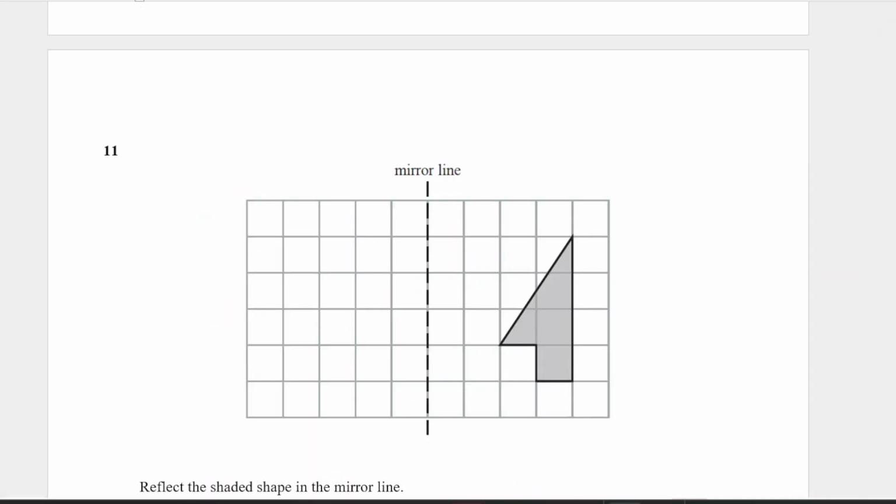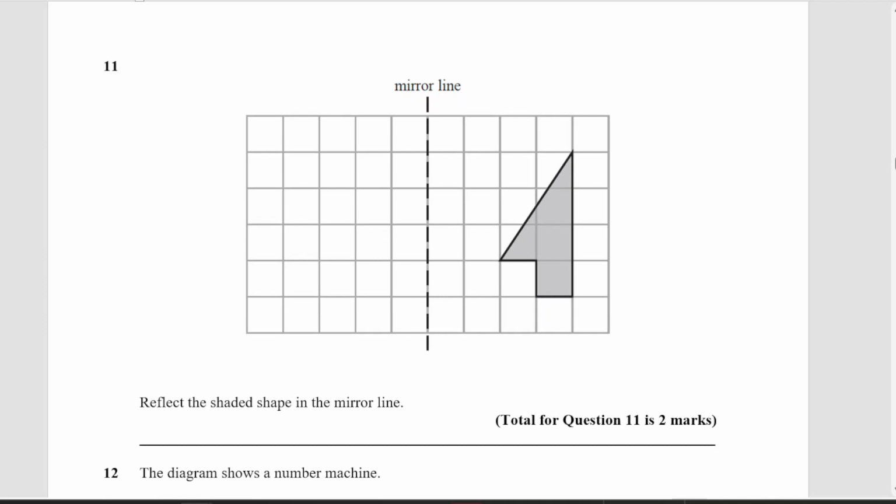Okay, question 11. Reflect the shape in the mirror lines. So I tend to go for a habit of counting squares. This point here is 2 squares away from the mirror line, so it goes 2 on the other side. This point is 3 away, so it goes 3 away. This point here is 4 away, so it goes 4 away. So that's going to be my reflection.